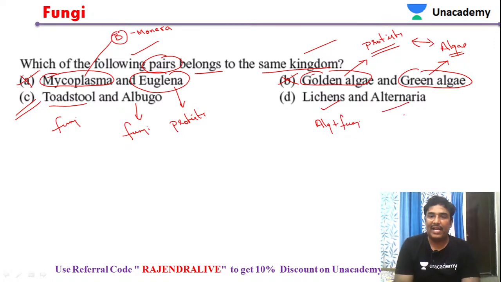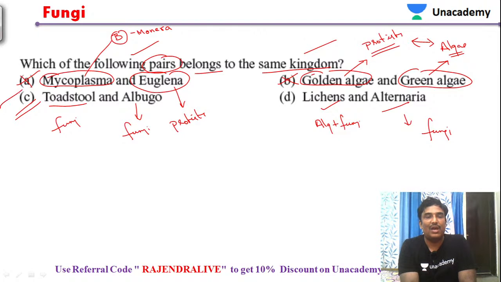So Alternaria is a fungus. So option D also cannot be the answer in this particular question. That is the reason we'll be taking option C. Option C is the right answer in this case, students. Okay, so that is about this particular question. Let's move to the next question, students.